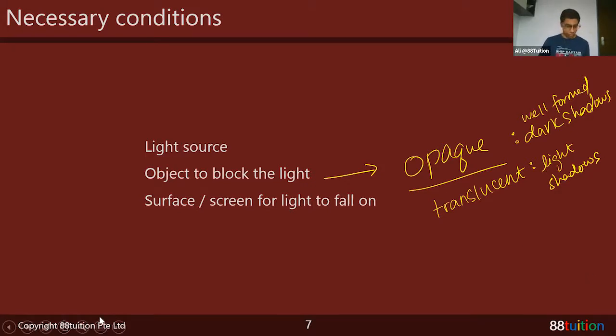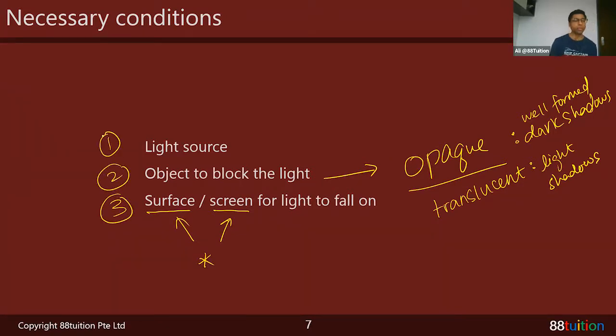All right. So you know what kind of shadows are formed when you have opaque and translucent. And what's the third? The shadows cannot form if you don't have something for the shadows to form on. It could be a wall, but usually we call it a surface or a screen. Very important. This is the third condition that is necessary. If you don't have it, then you cannot play with shadows.